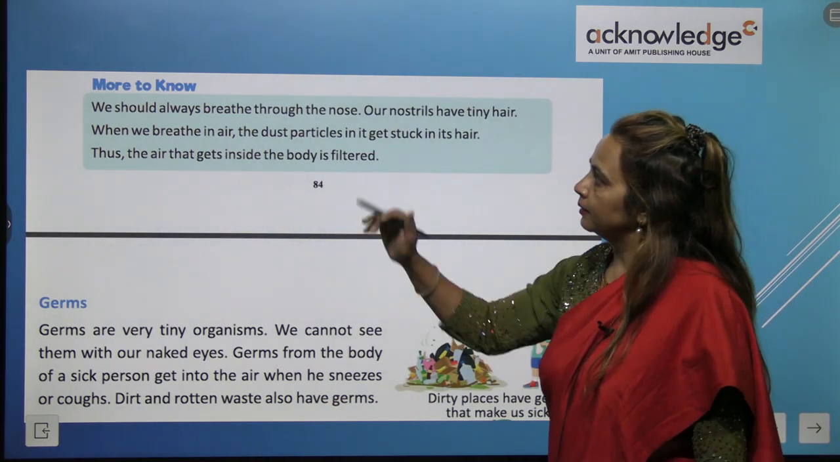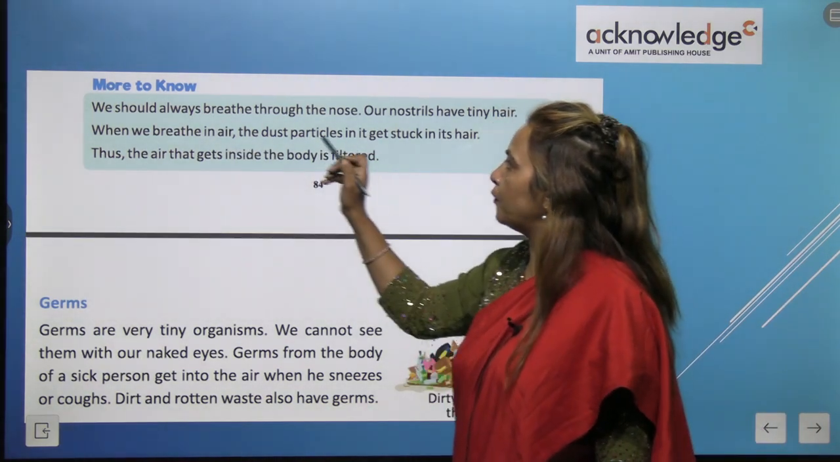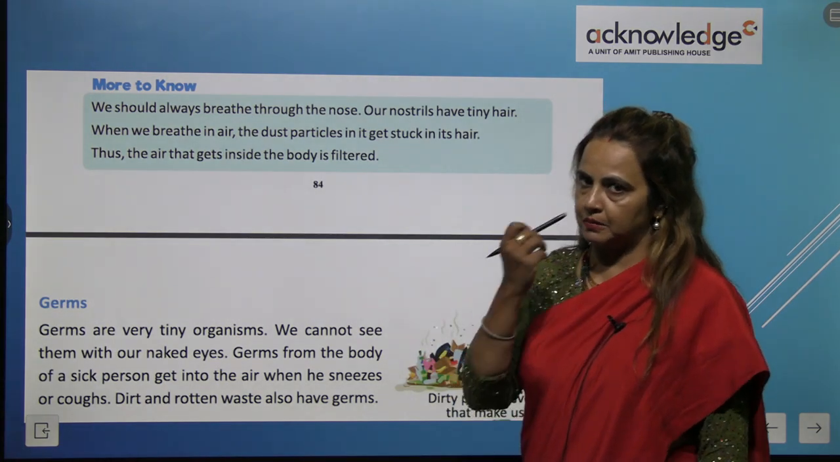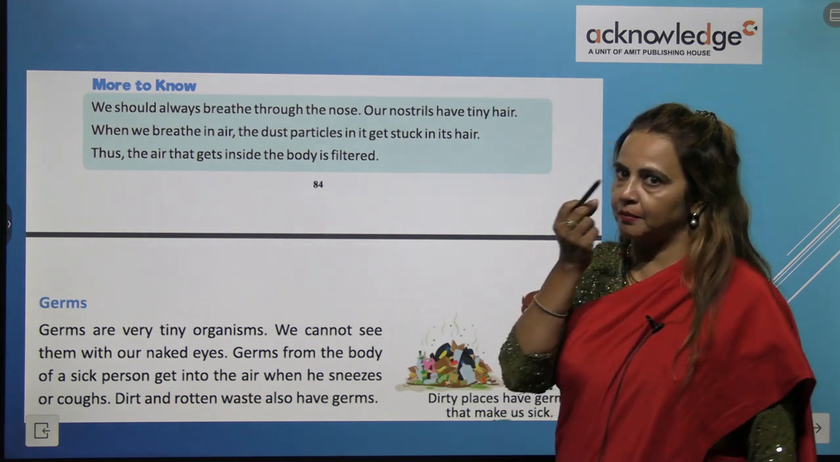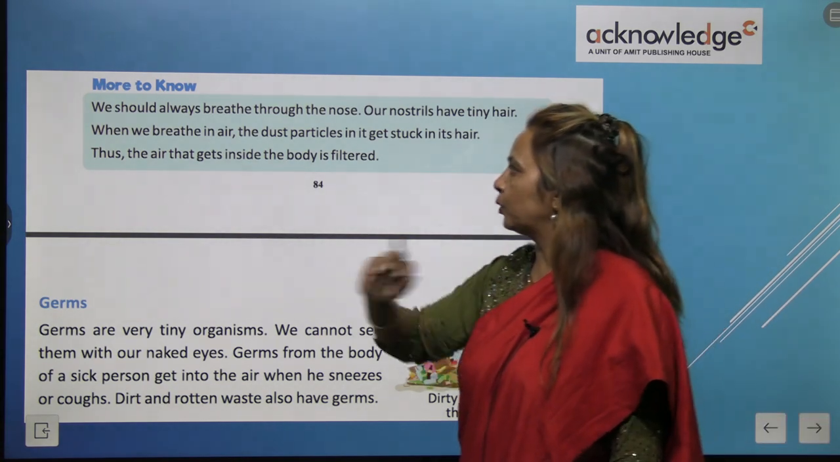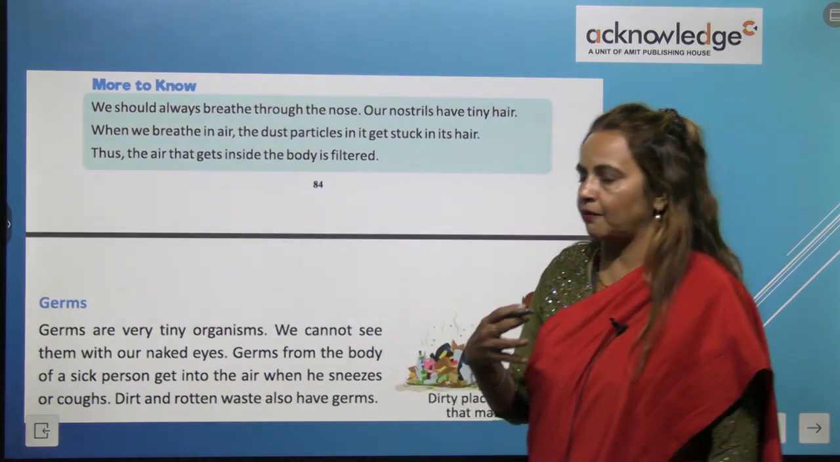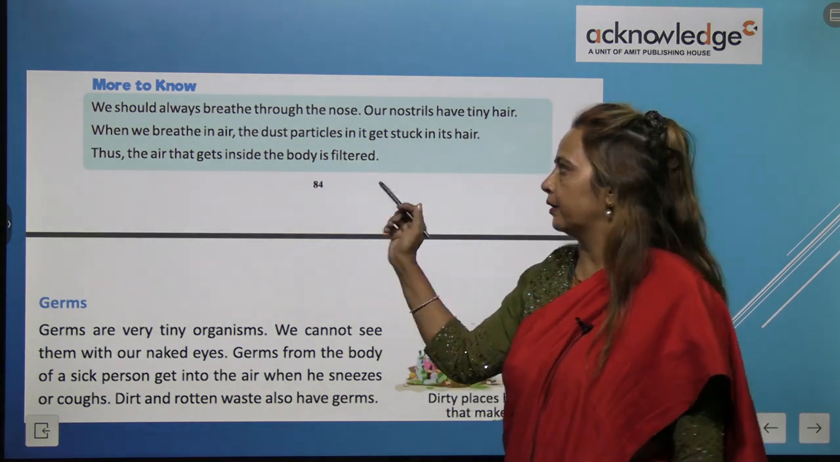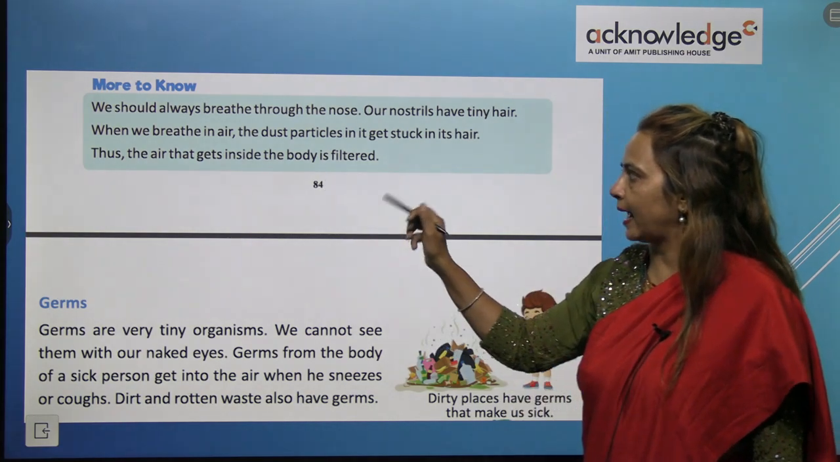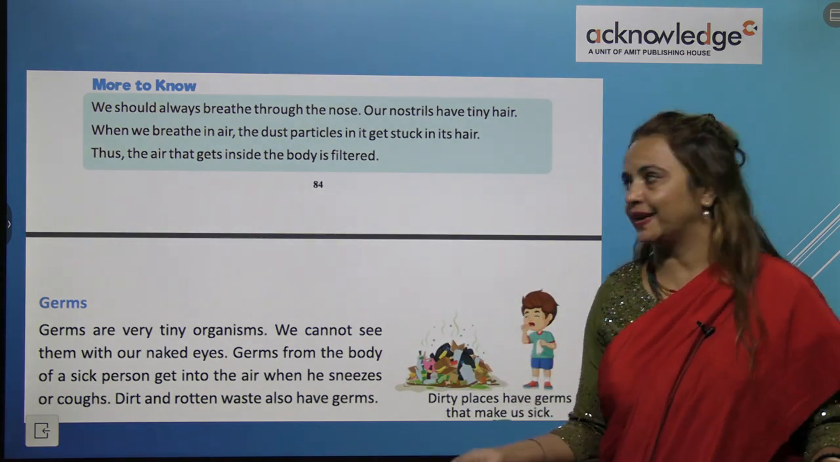Now, more to know: we should always breathe through the nose. हम नाक से सांस लेते हैं. Our nostrils have tiny hairs. हमारे nostrils में छोटे-छोटे बाल होते हैं. When we breathe in air, हम जब हवा में सांस लेते हैं, the dust particles get stuck in the hairs. Thus, the air that gets inside the body is filtered.